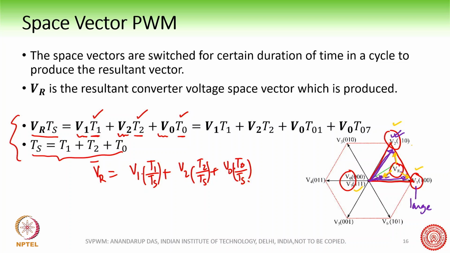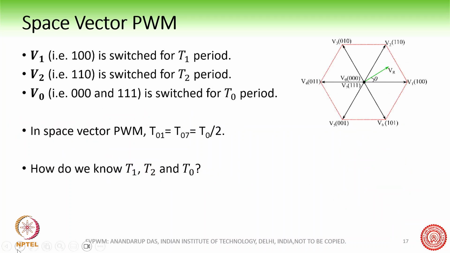So this is how it is done, right? And so for example, now what is V1? V1 is nothing but the 100 switching state combination, because if you recall, 100 produces this vector here. So if I use the 100 switching combination for the T1 period, I will be using this and then I will come here, like that.